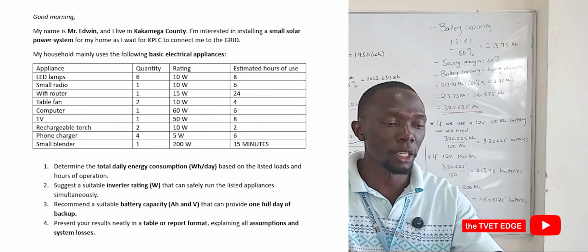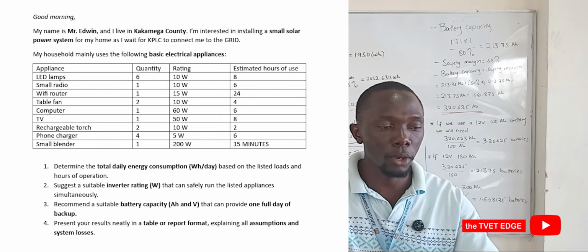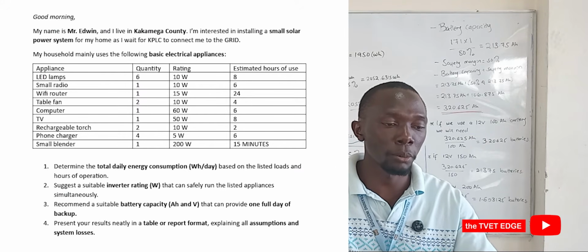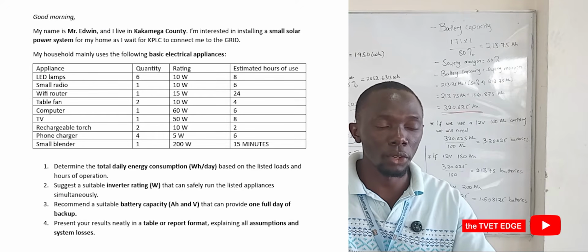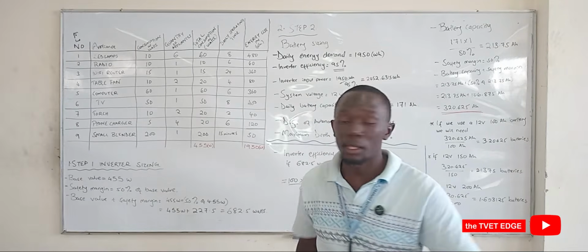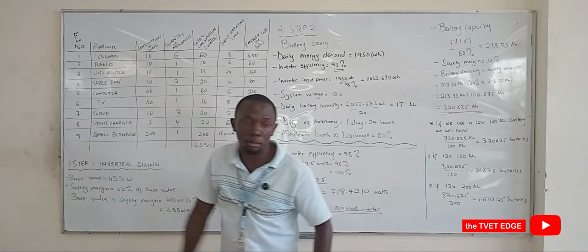Good morning. My name is Mr. Edwin and I live in Kakamega County. I'm interested in installing a small solar power system for my home as I wait for KPLC to connect me to the grid. My household mainly uses the following basic electrical appliances. So the appliances are the ones listed here, appliance number 1 to appliance number 9.